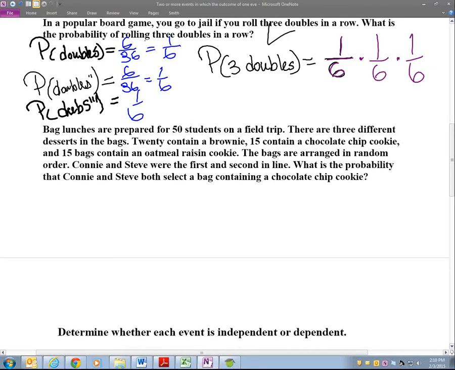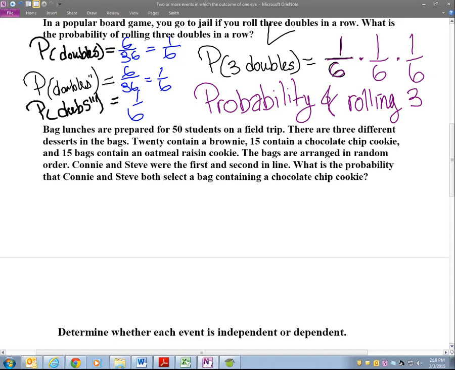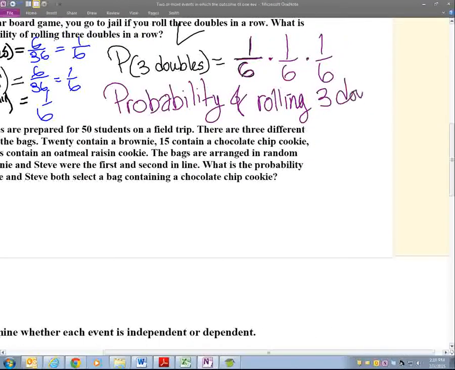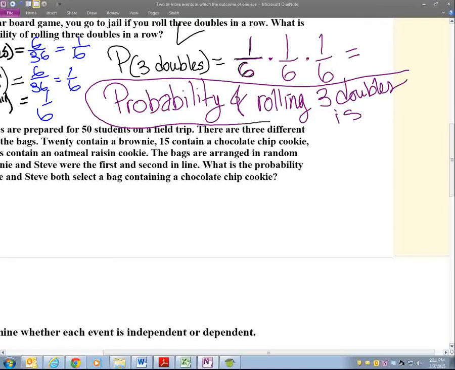So the probability of rolling 3 dubs is, I'm going to start circling this, because that will be the answer. I'm going to let you guys catch up so you can help me answer this.